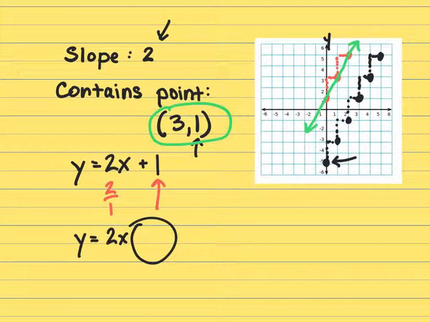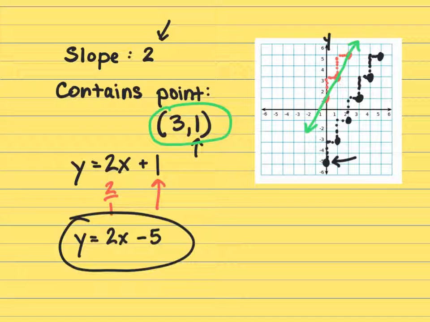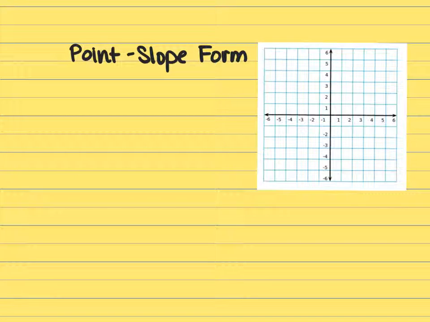So then I would put it right here, -5. Get rid of this circle here. And our equation that truly has a slope of 2 and goes through (3, 1) is this, y equals 2x minus 5.